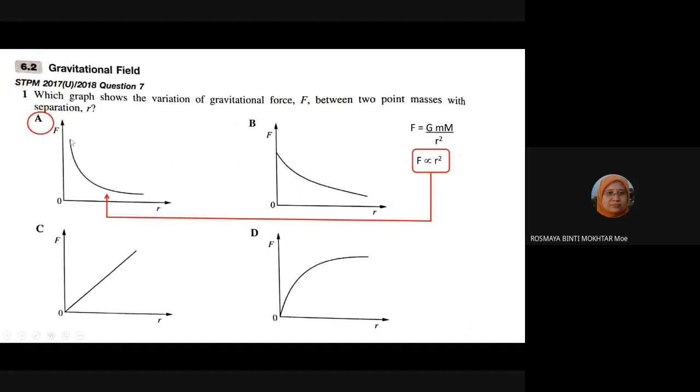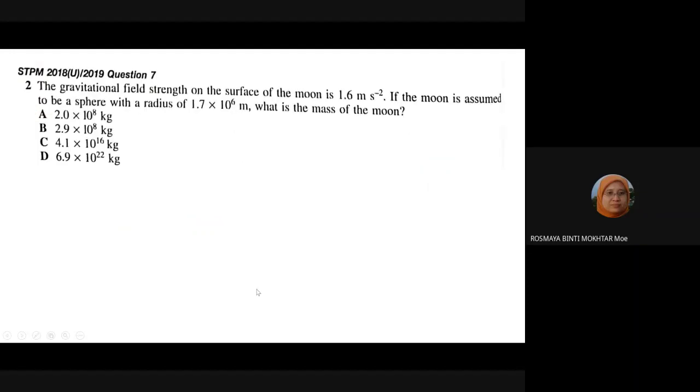So here to here means on the surface of the Earth. It has a value here for R. So inversely proportional must not pass the y-intercept. So be careful with this question. Students make mistakes here because of the y-intercept. Okay, next we go to question 2.